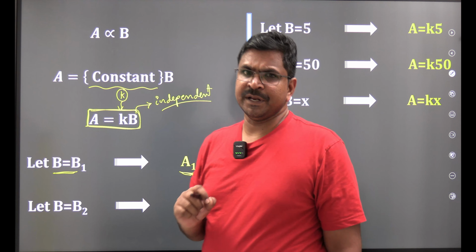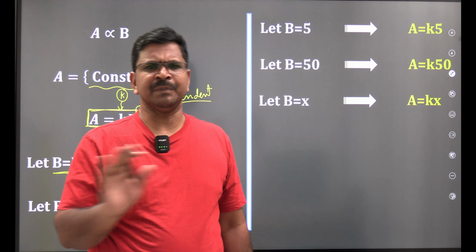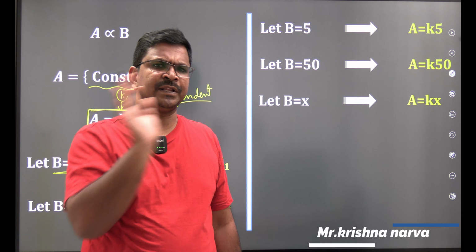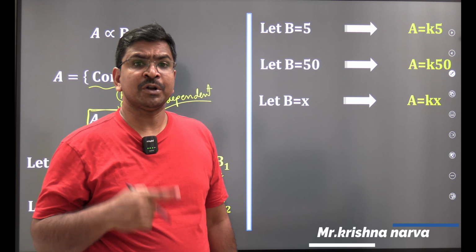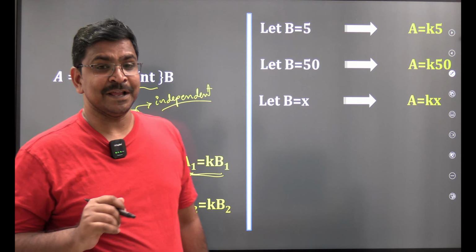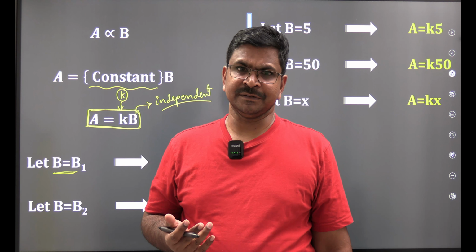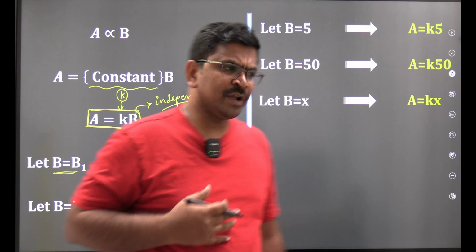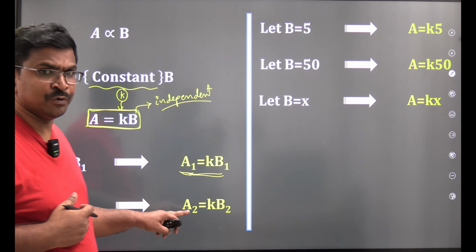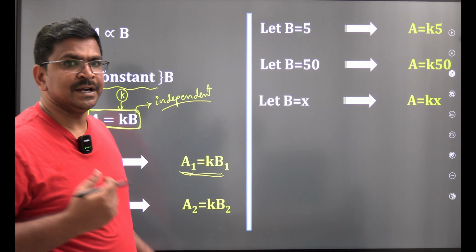In basic mathematics, comparison means ratio. You should take the ratio. Always remember, comparison of one quantity with another quantity: the quantity you are comparing with, you should take as the denominator, and the quantity you are taking for comparison is the numerator. Now here, I want to compare A2 with A1. So I take A2 as numerator and A1 as denominator.